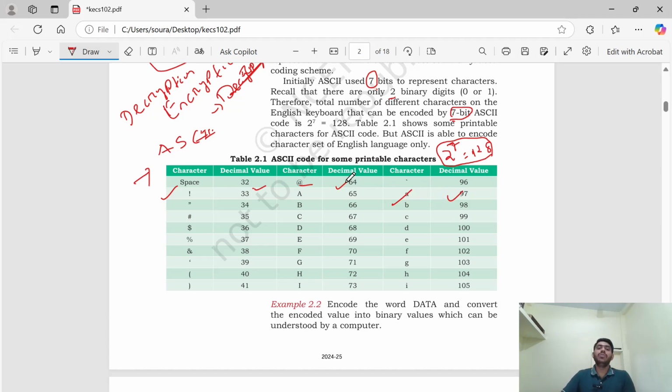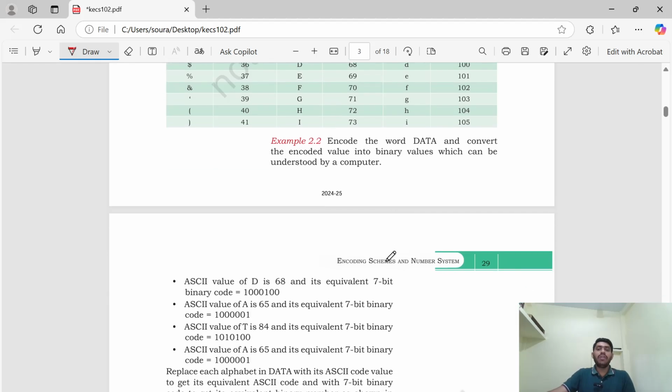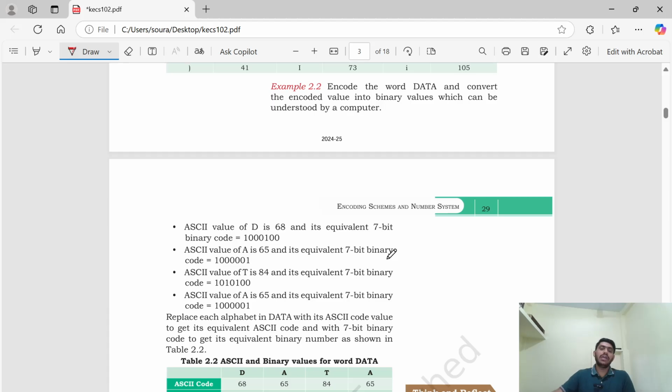This is how it will be managed. Then encode the word data and convert the encoded value into a binary value. So they have taken DATA. As you know, the ASCII value of capital A is 65, D is 68, T is 84, and again A is 65. So everything will be converted to their proper binary representation, binary code, and it will be written here.